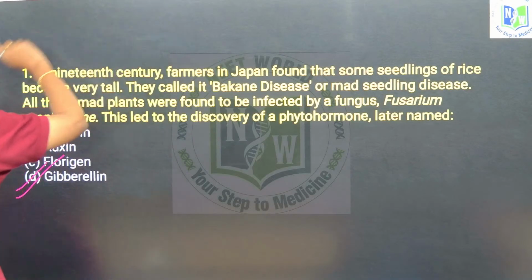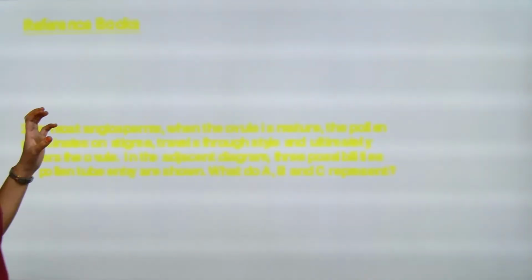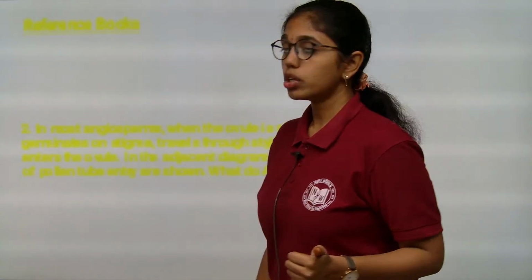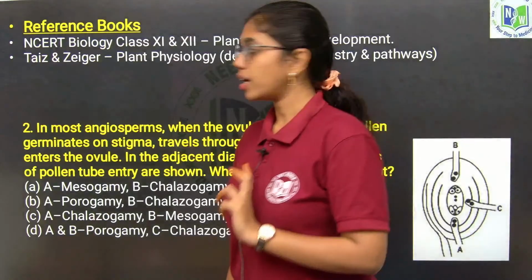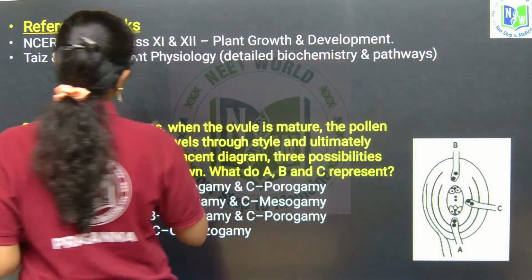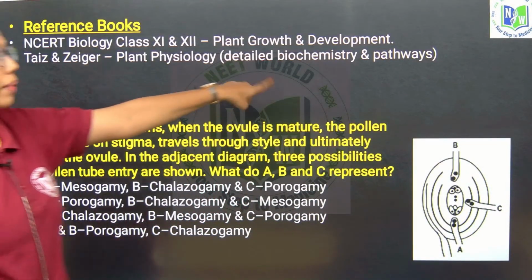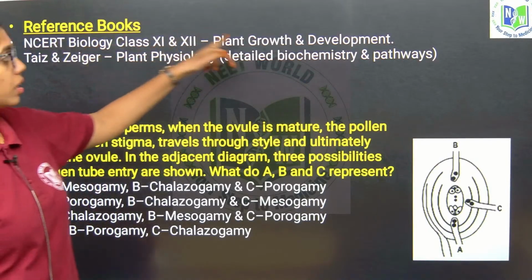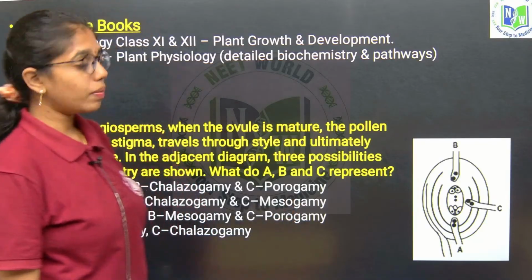Now, if we look into the reference books, what are the best references for learning phytohormones? Definitely it will be Photosynthesis in Higher Plants from your NCERT 11, and the major standard book is Taiz and Zeiger, Plant Physiology. This gives you detailed information on biochemistry and its pathways, and NCERT Biology 11th, Plant Growth and Development, in which phytohormones are covered, should be learnt.